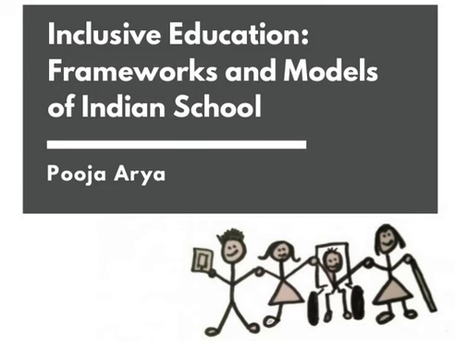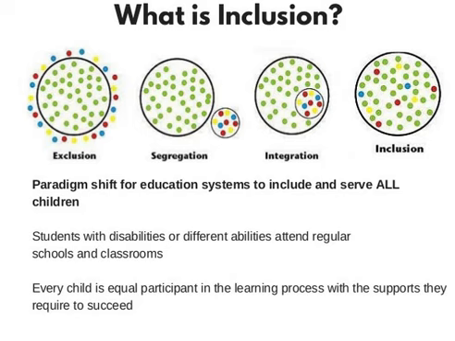So, when I'm talking about inclusive education, the first question that comes up is what is inclusion? And when I'm talking about inclusion, I'm not only talking about children with special needs, but also children coming from different ethnic and religious minorities, economically weaker sections, migrant laborers, nomadic and denotified tribes, and also children who are exceptionally bright.